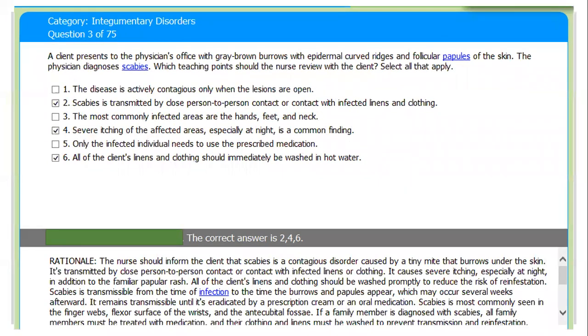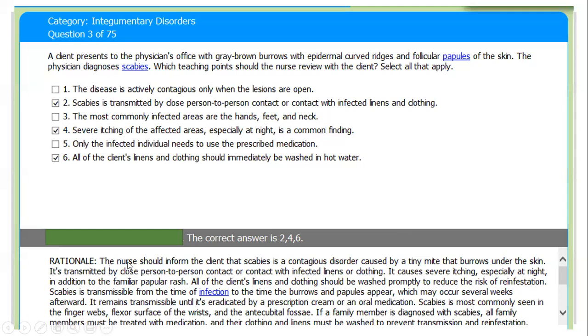The correct answer is 2, 4, and 6. Number 2 says scabies is transmitted by close person-to-person contact and contact with infected linens and clothing. Number 4, severe itching of the affected area, especially at night, is a common finding. Number 6, all of the client's linens and clothes should immediately be washed in hot water.